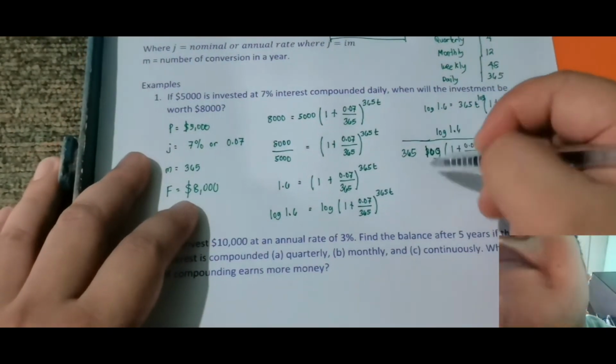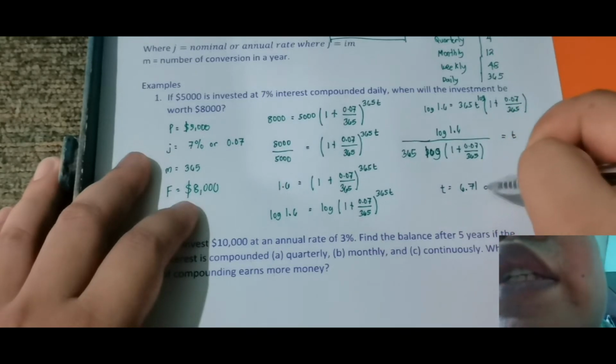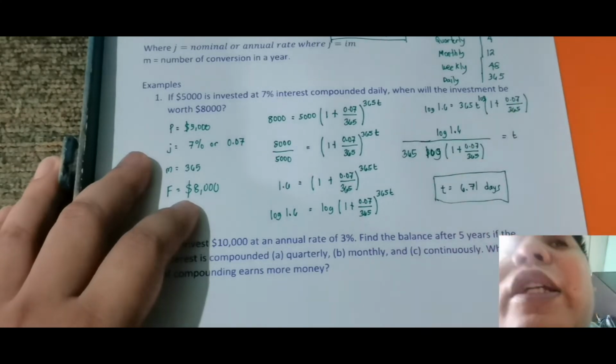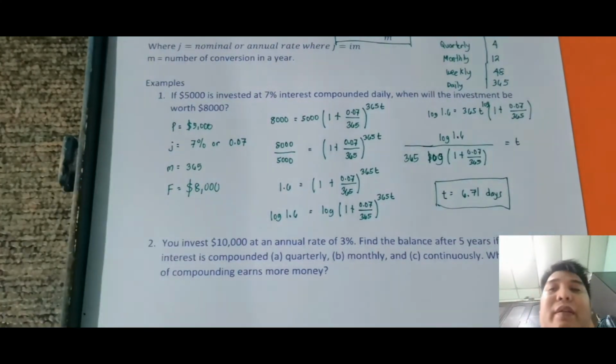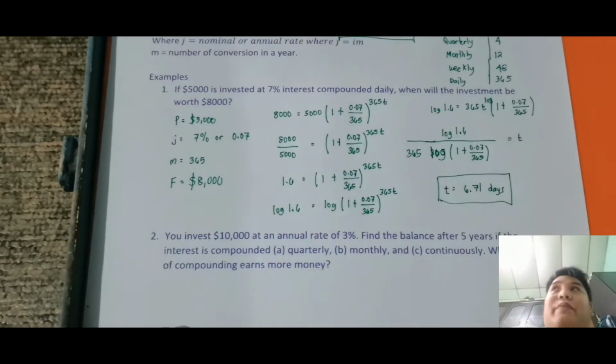So t is just 6.71 days. So in 6.71 days, 8,000 na siya. Ganun ka simple. Okay, so sana clear tayo sa ganyan bagay. So sorry again, yan agad yun lumabas sa atin.